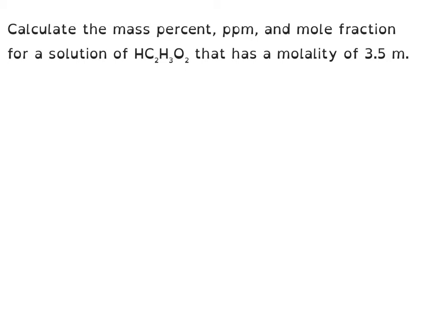In this sample problem, we are asked to calculate the mass percent, parts per million, and mole fraction for a solution of acetic acid that has a molality of 3.5 molal. So we're looking for three things: mass percent, parts per million, and mole fraction. We're told that we're dealing with acetic acid, and we're given the molality of 3.5.